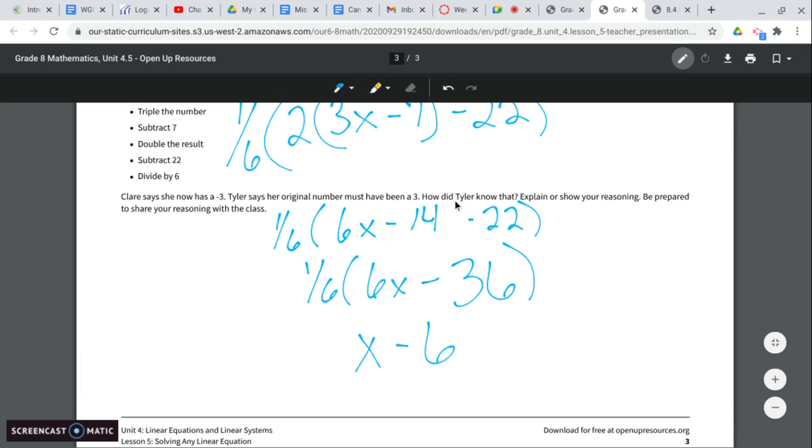So how did he know that her original number must have been a 3? Well, set it equal to -3, add 6, add 6, x equals 3. So all he had to do was figure out the x minus 6 part. What number minus 6 would give -3? Well, that'd be +3. So that's how he knew. He knew the simplified version of this. He knew what the equation was and then the simplified expression that came from that, so that he could always know what the original number would be pretty easily.